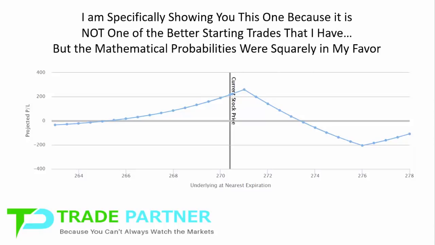All right, it didn't do that. It closed just under 271. But one of the reasons that I'm showing you this trade is because it's not one of the better starting trades. But it is one where the mathematical probabilities were squarely in my favor when I placed the trade on. And so in this particular example, my risk is about $200 worst case scenario, and that would occur at 276.